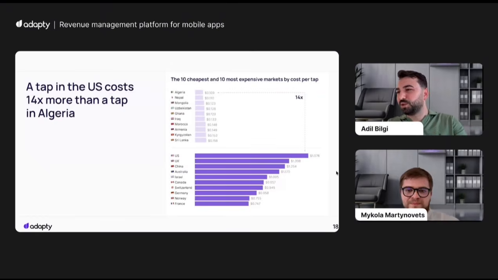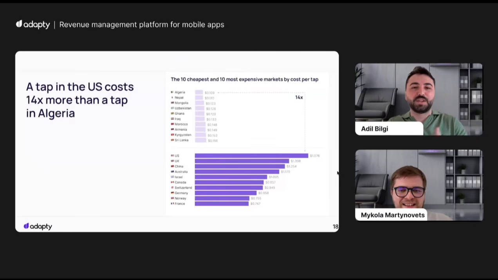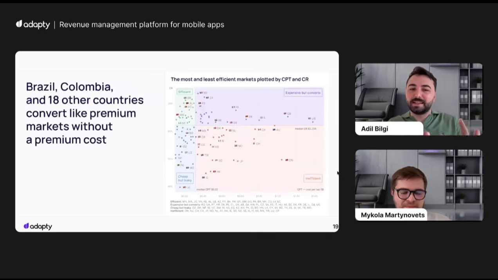By the way, those numbers may be a bit surprising at an early stage, like Mykola mentioning that it's 14 times costlier. So I would also like to share this chart with you, which emphasizes the most and the least efficient markets plotted by cost per tap and conversion rate together.